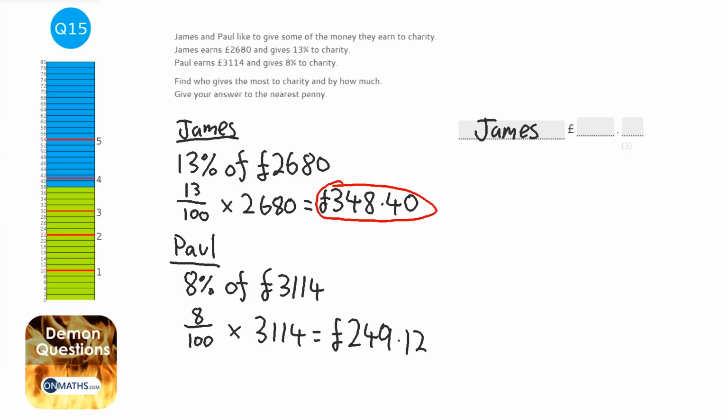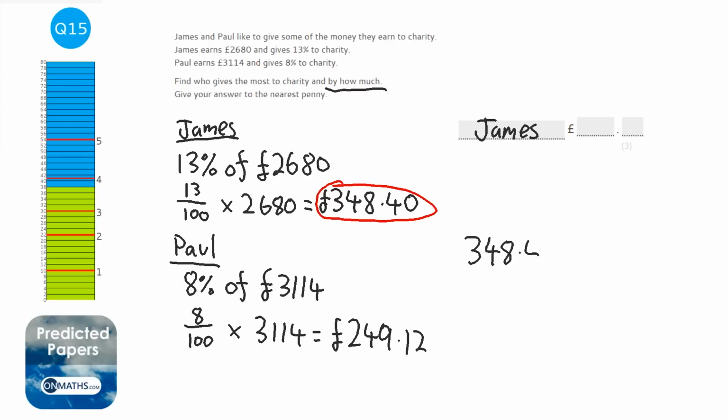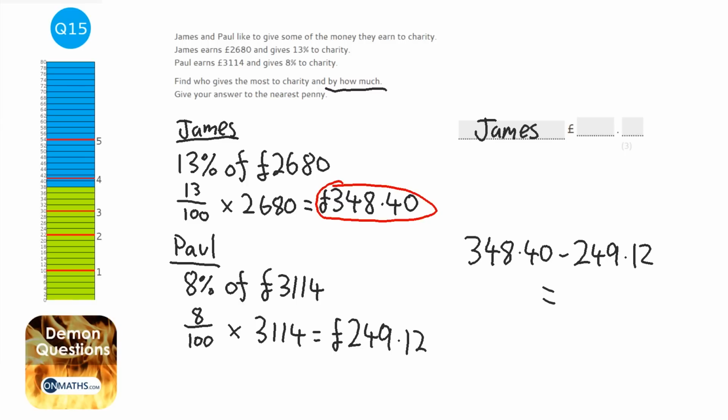And it says who gives the most to charity and by how much. So we need to work out by how much. So 348.40, take away 249.12. So 348.4, take away 249.12, and that gets me 99.28, so it's £99.28.